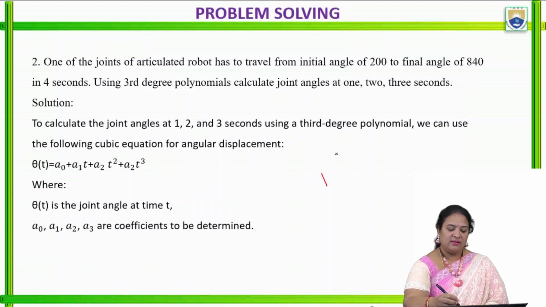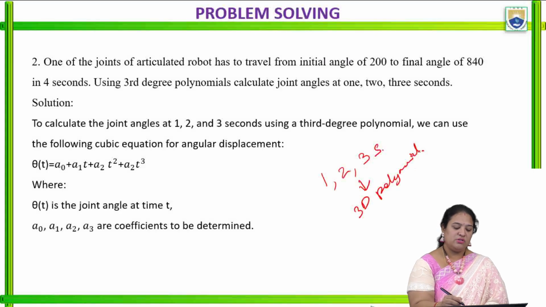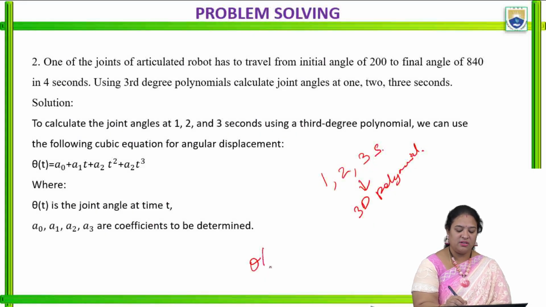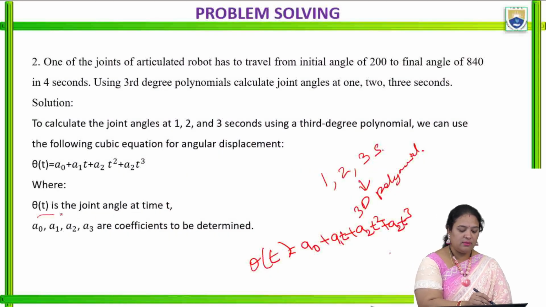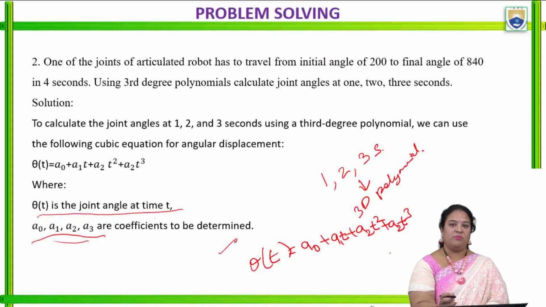That is, we need to calculate the joint angles at 1, 2 and 3 seconds for a cubic polynomial, right? So what is the cubic equation for angular displacement? The cubic equation for the angular displacement is theta(t) = a0 + a1 t + a2 t² + a3 t³, where theta(t) is the joint angle at time t, and a0, a1, a2, a3 are the coefficients which we need to determine, right?